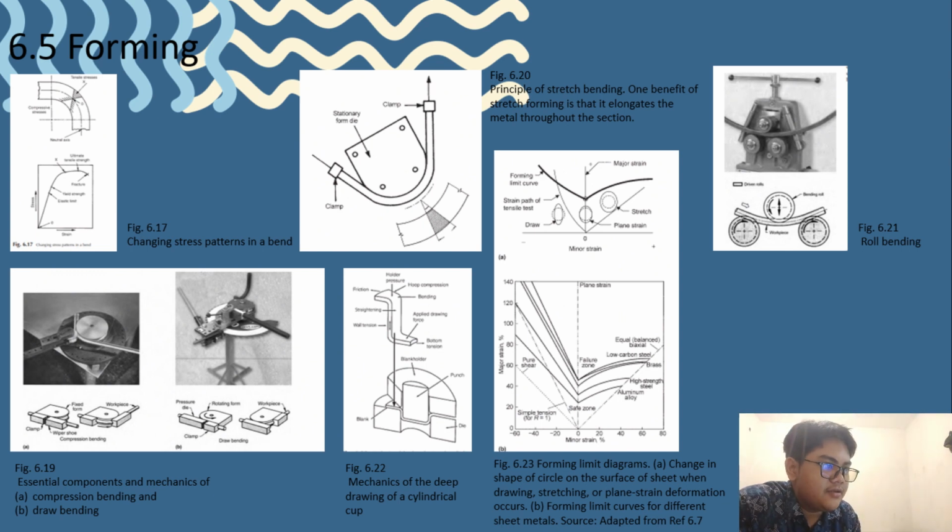As you can see in figure 6.19a, the bending of bar and tube. The four basic methods of bending bar and tube stock are A. Compression bending, B. Draw bending, C. Stretch bending, and D. Roll bending.